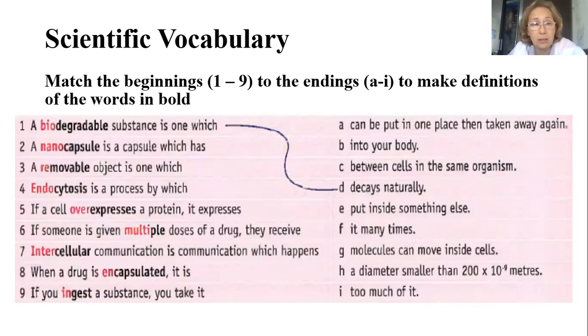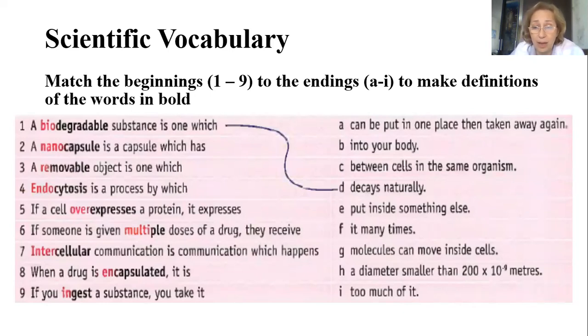What about the second line here? Aidana, will you read it and find the second part? A nanocapsule is a capsule which has... Probably H. It's the H, I think.